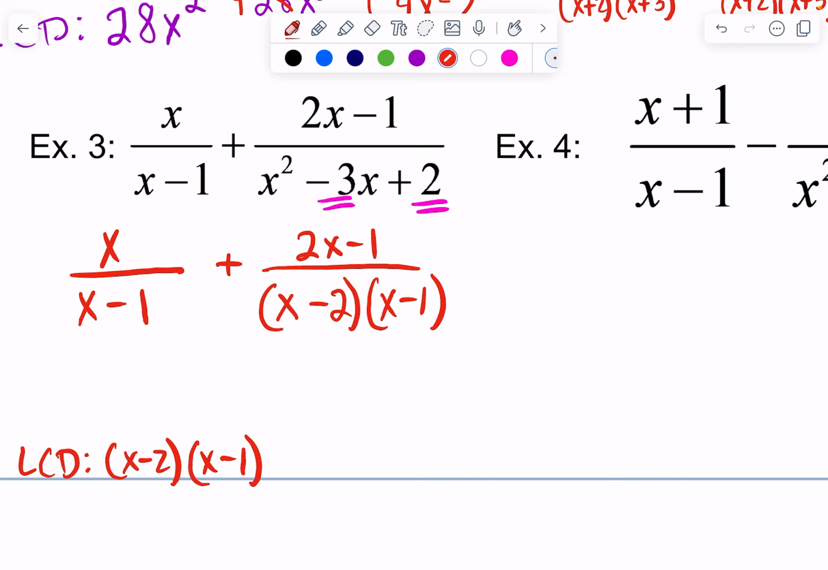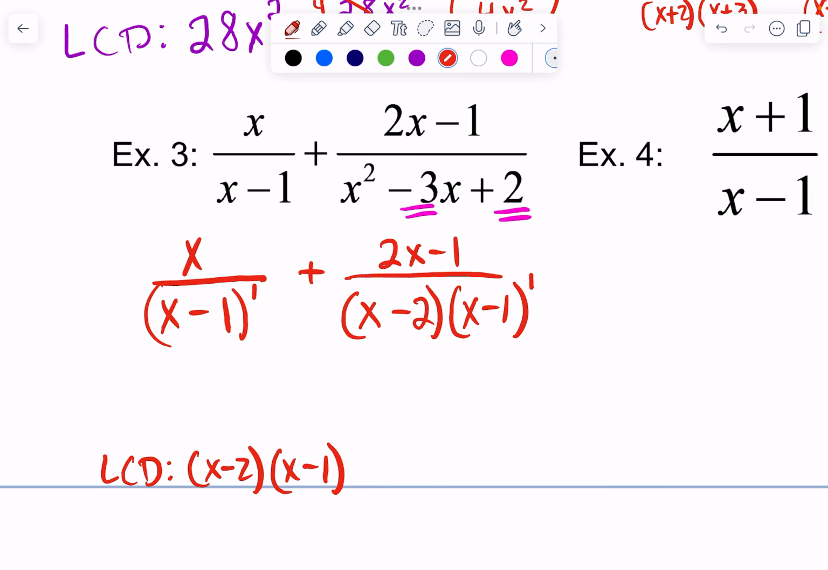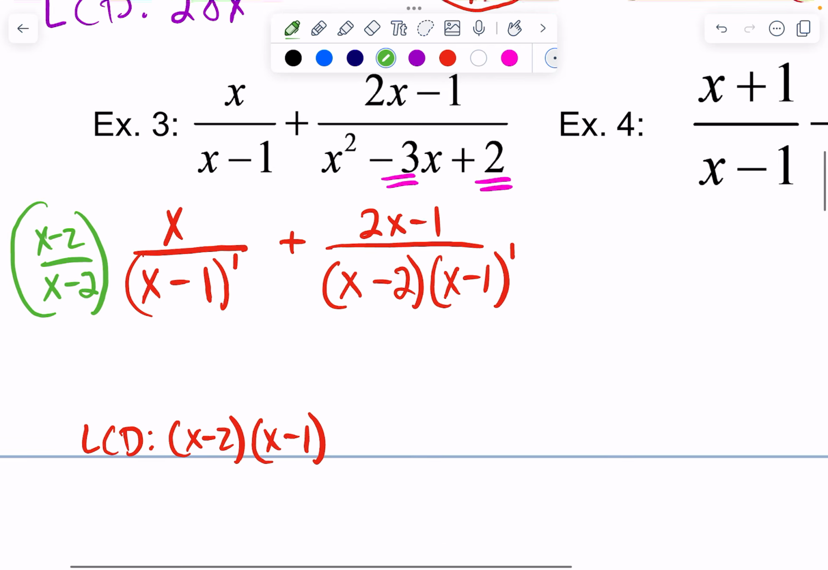Please note, it is not (x - 1) squared. The power of this x minus 1 is 1. The power of this x minus 1 is 1. So that is the highest exponent of that particular polynomial. Okay, so what am I missing over here in the first term? I'm missing an x minus 2, which I'm going to multiply to both numerator and denominator. I'm not missing anything in the second rational expression that I have.